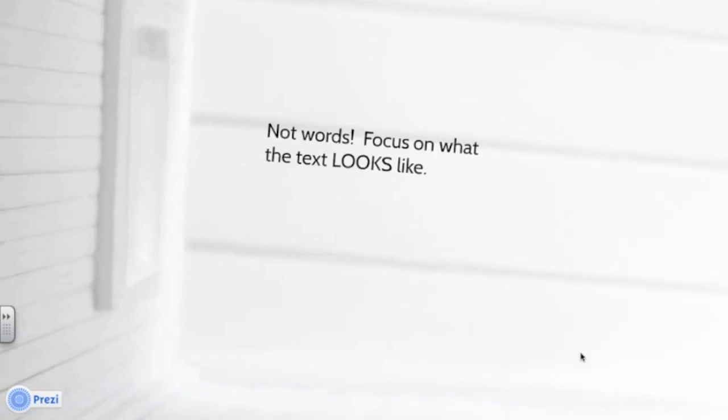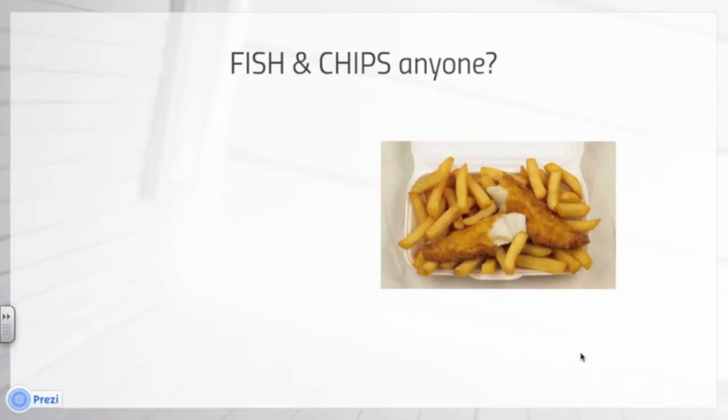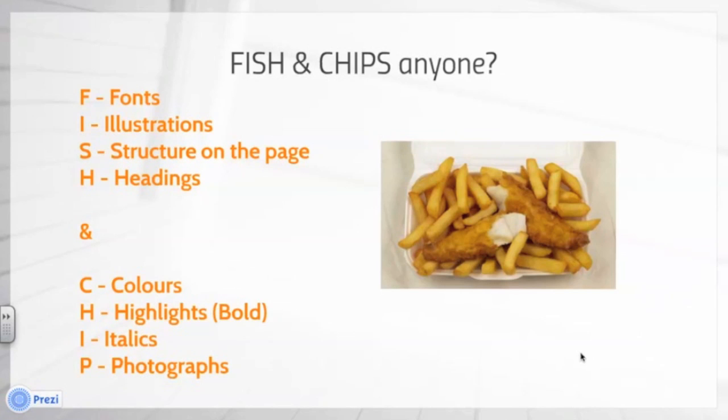And the easy way I use to remember those presentational features is I use fish and chips, okay? So let's have a look at what fish and chips means. So fish and chips is just an easy way to remember lots of different presentational features that designers use. So we've got fonts, illustrations, the structure or the layout on the page, any headings that are used, colours, any bold print, so highlights, you might have highlighted text, any italics used, and photographs.